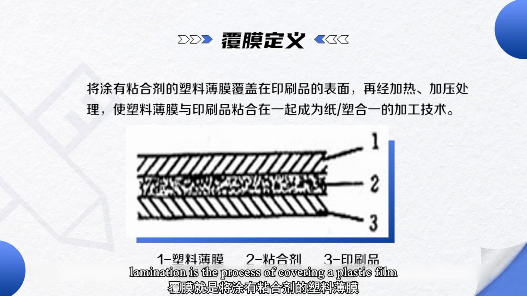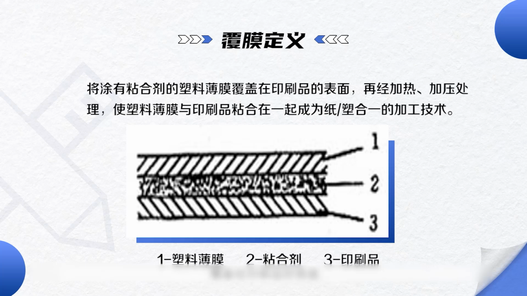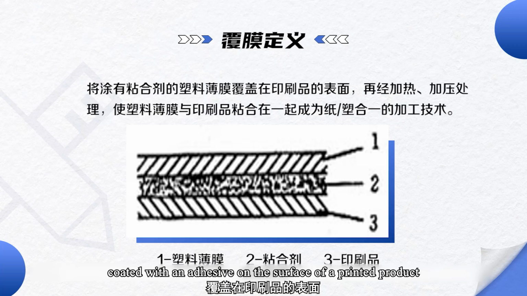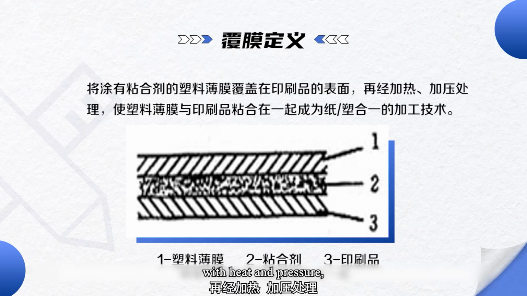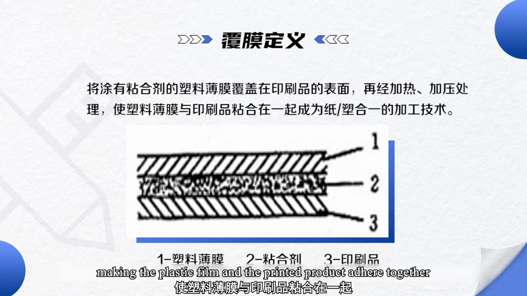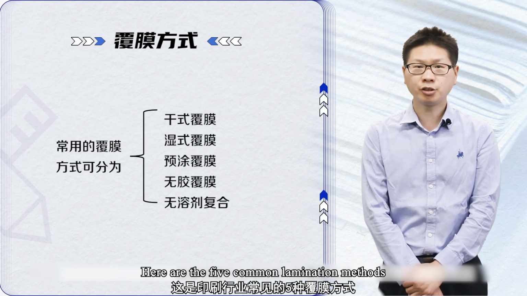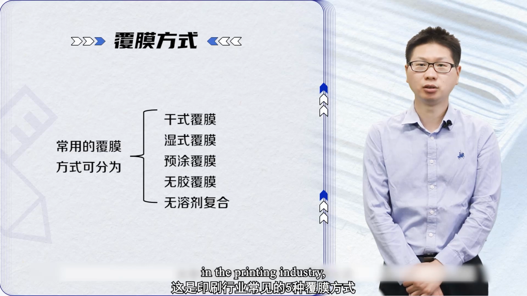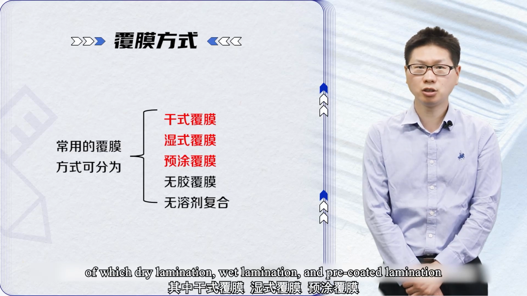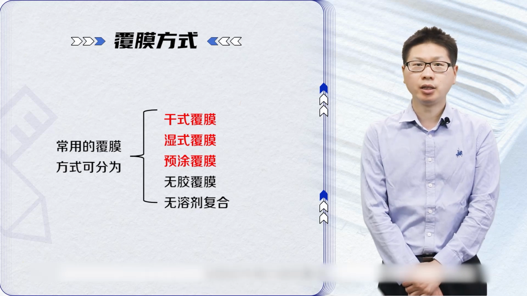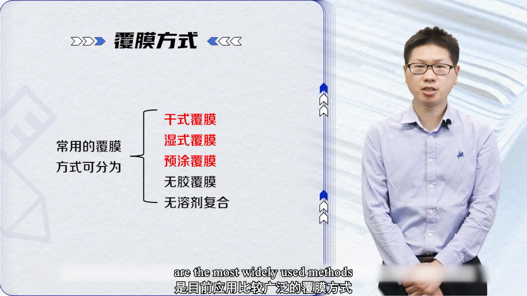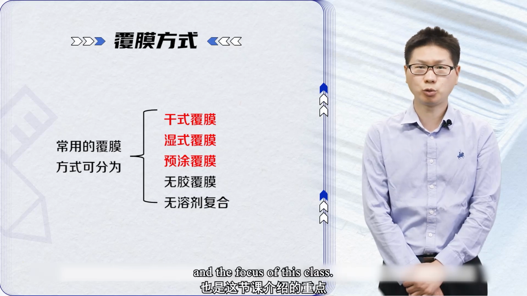Lamination is the process of covering a plastic film, coated with an adhesive on the surface of a printed product, with heat and pressure, making the plastic film and the printed product adhere together to become a paper or plastic composite processing technology. Here are the 5 common lamination methods in the printing industry, of which dry lamination, wet lamination, and pre-coated lamination are the most widely used methods, and the focus of this class.